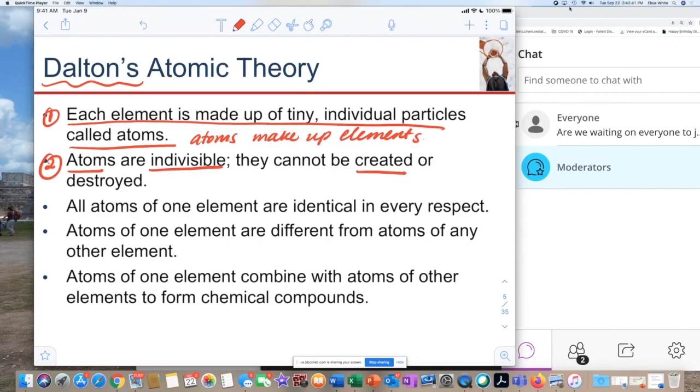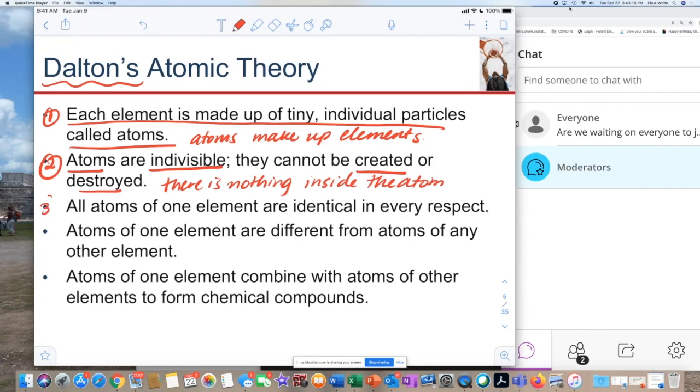Number two, he says, atoms are indivisible. They cannot be created nor destroyed. What does he mean by that? Indivisible means that it cannot be divided. That means there is nothing inside the atom. We can't even go inside the atom to see what's in there because there's nothing. You can't open it, you can't divide it, you can't cut it into sections. It's just like a ball, and that's all it is.